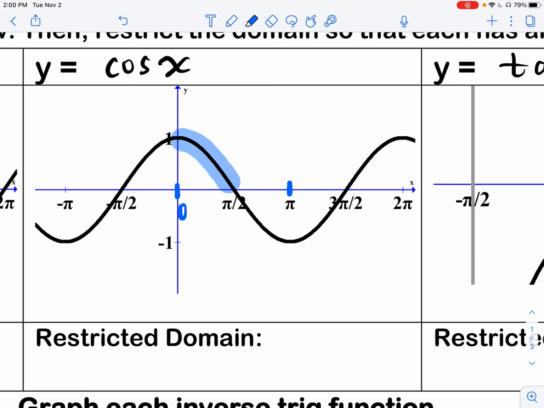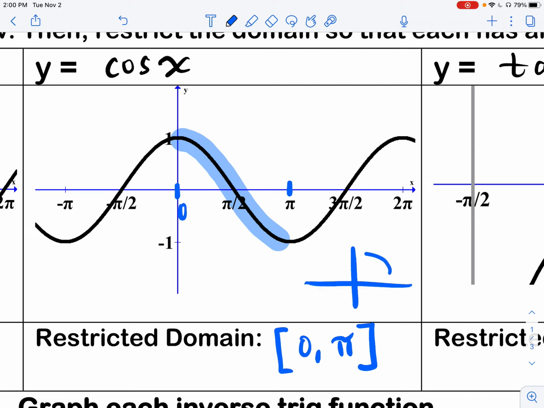restricting the domain so that the function is strictly increasing or strictly decreasing. For convention's sake, we will say that the restricted domain for cosine will be from 0 to pi. This is typically what we work with, so that we're working with angles 0 to pi here, and we're including those angles as part of our restricted domain. Now we see that cosine is 1 to 1 within this interval of 0 to pi.